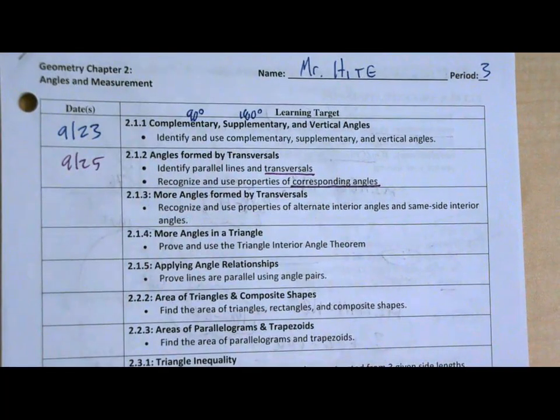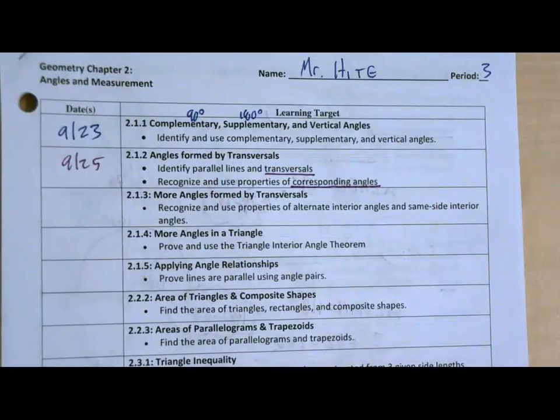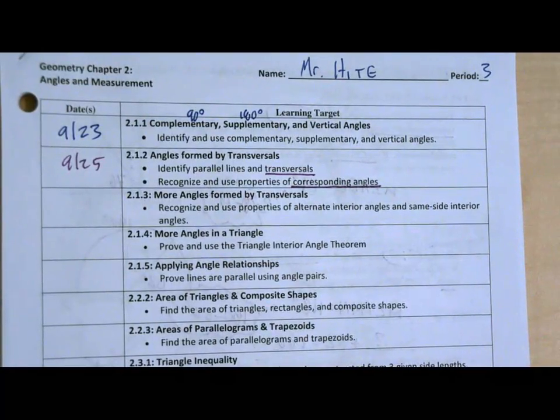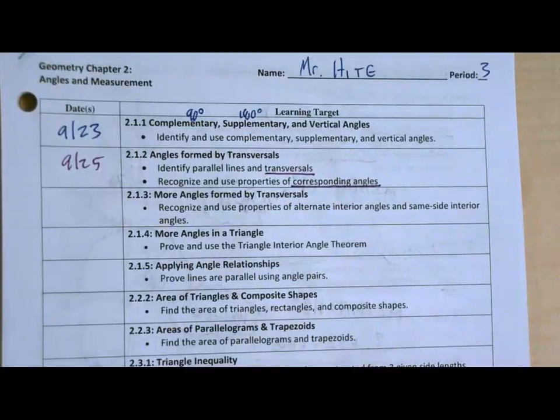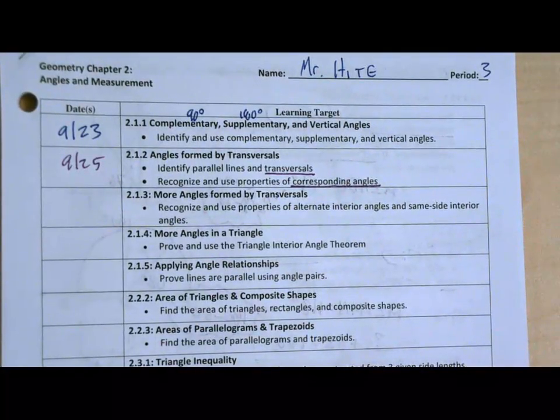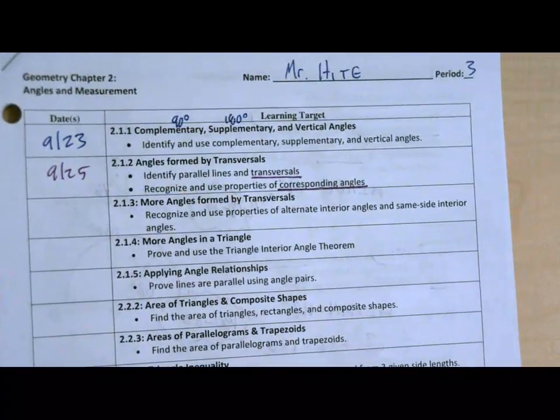So today, our big goal is, can we recognize a transversal? And then in a situation with 2 lines and a transversal, can we find pairs of corresponding angles? And what's special about them? So we'll have 4 special pairs by the end of today. Let's go ahead and flip to our lesson.